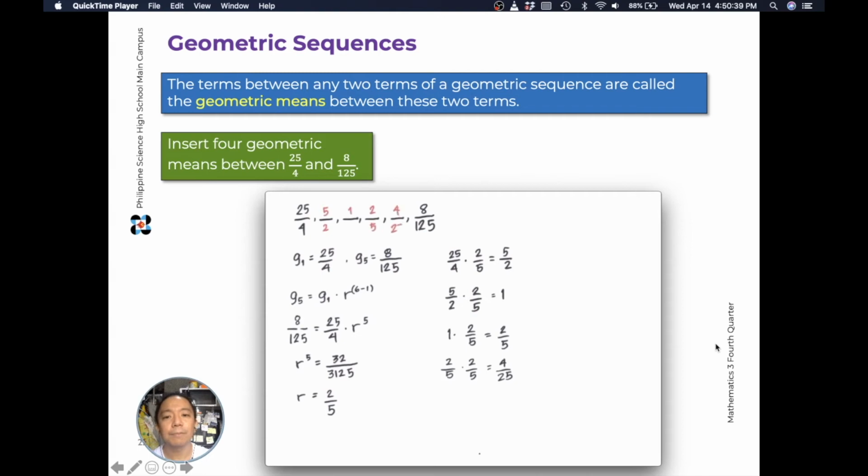Sulat natin yung sagot. Now let's check our answer. Isa lang naman gagawin natin, we multiply 2 over 5 by 4 over 25, and it's equal to 8 over 125. So tama naman yung solution natin dito.